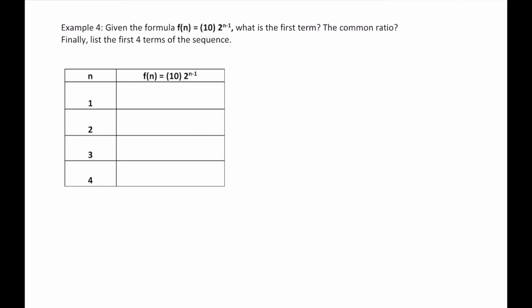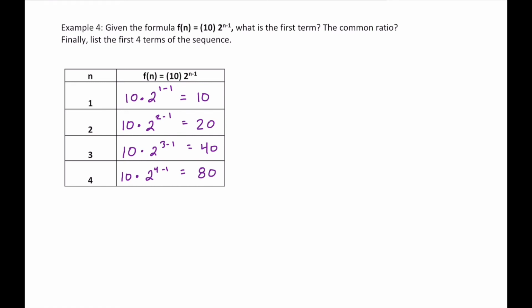So what I'm going to do is fill in a table of values to figure out the first 4 numbers in this sequence. If n equals 1, that means the first term. What I'm going to do is replace n with 1. 10 times 2 to the power of 1 minus 1. Using order of operations, I do the exponent first. 2 to the power of 1 minus 1, that's 2 to the 0. I have 10 times 1, which is 10. If n equals 2, I have 10 times 2 to the power of 2 minus 1. That would be 20. If n was 3, 10 times 2 to the power of 3 minus 1, which is 40. And lastly, 10 times 2 to the power of 4 minus 1 is 80.